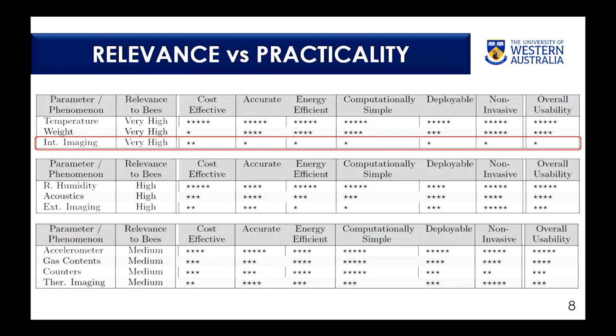Deployability is another issue, because if bees do not like something inside the hive, they start covering it with bee wax. So only after a couple of days, there will be bee wax all over the camera surface. Cameras will not be able to see anything. So sometimes things which look very, very relevant are not practical, and internal imaging is just one example of that.